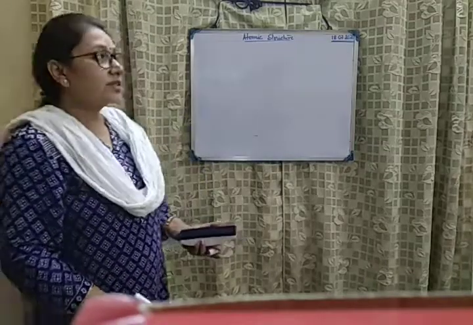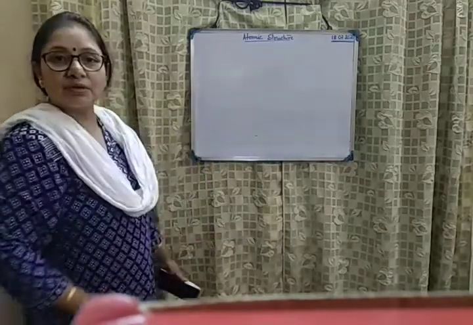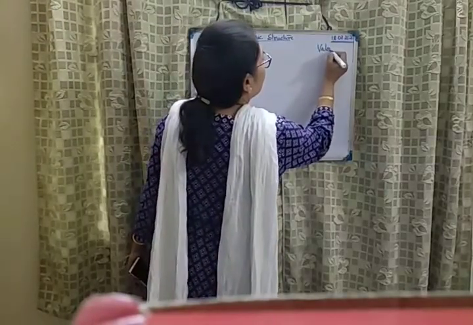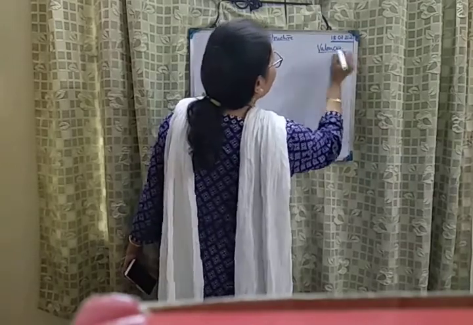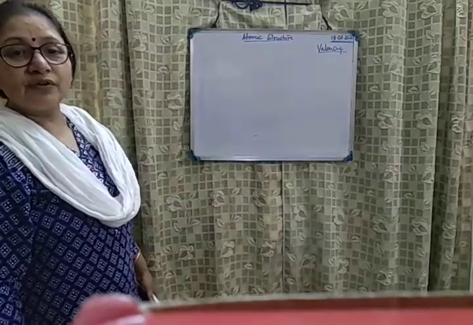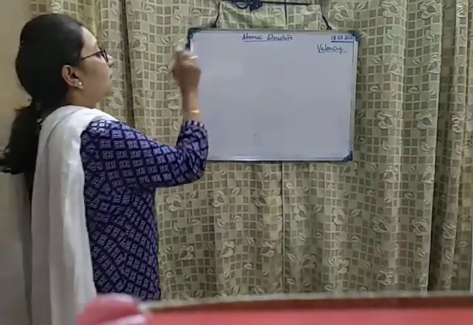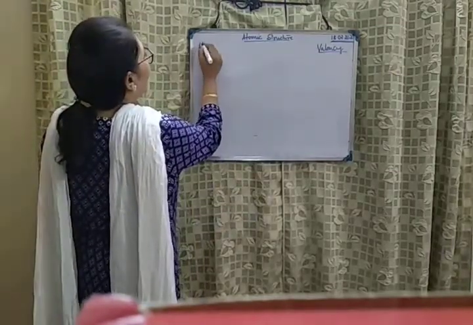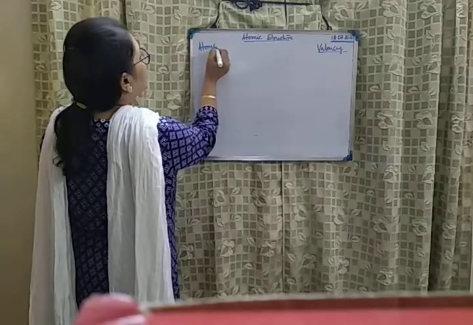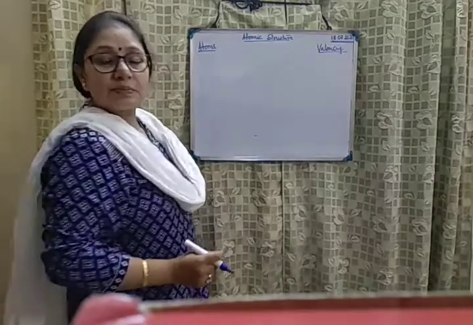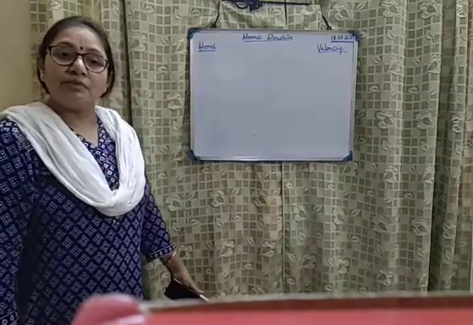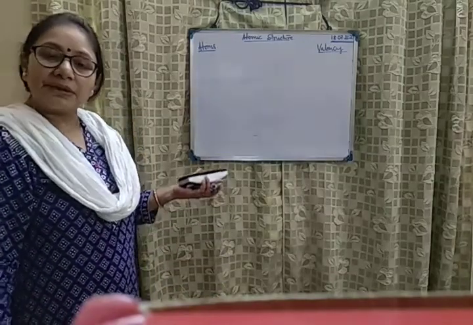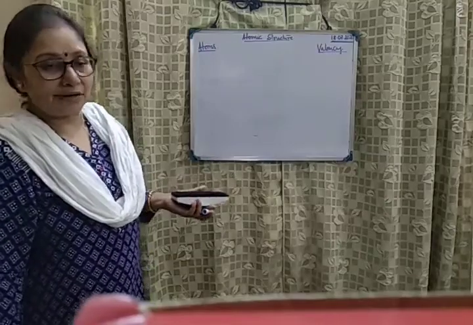Good morning, students. Today we'll be studying atomic structure, what is valency, and how to write the formula of chemical compounds. In order to study atomic structure, we need to know what atoms are. Atoms are the smallest particles of matter which may or may not be capable of independent existence. But atoms take part in a chemical reaction.